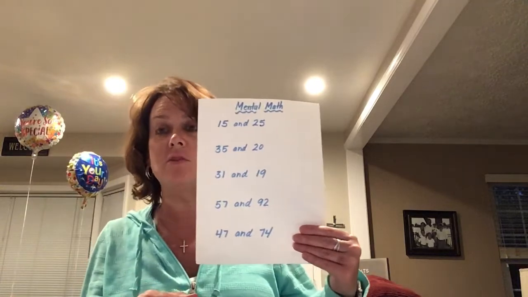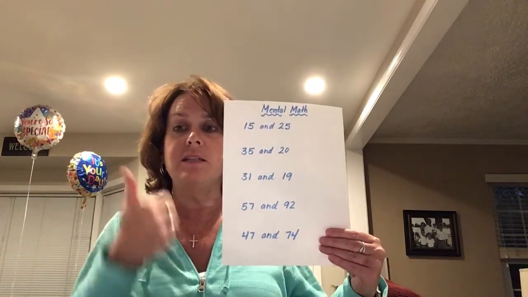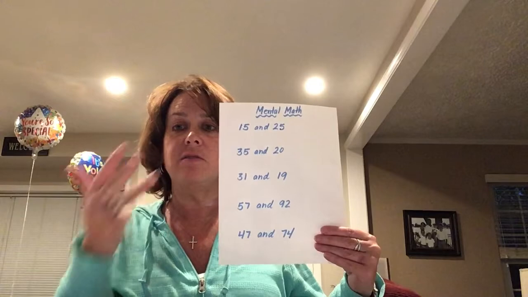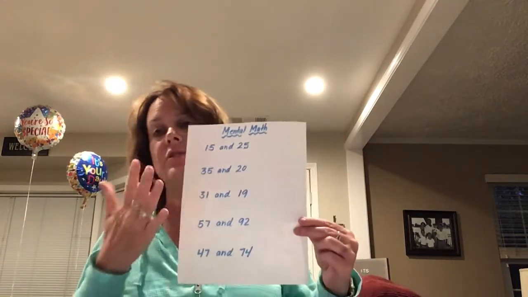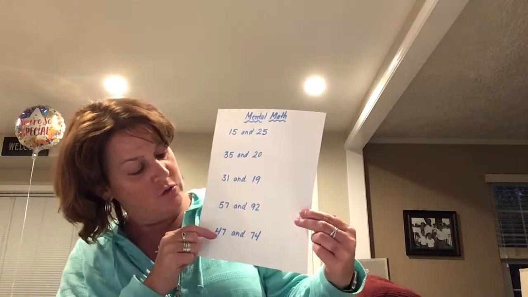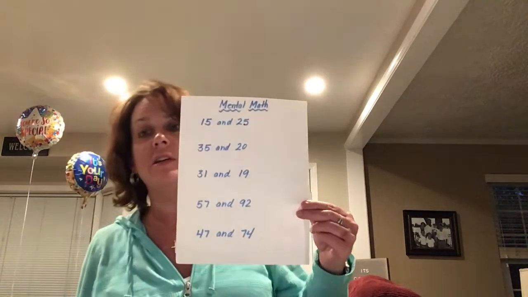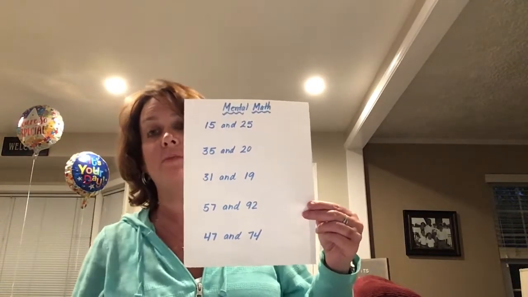So I'm at 67, so I count 68, 69, 70, 71, 72, 73, 74. So I counted 7 more. So the 20 first plus the 7 is 27.